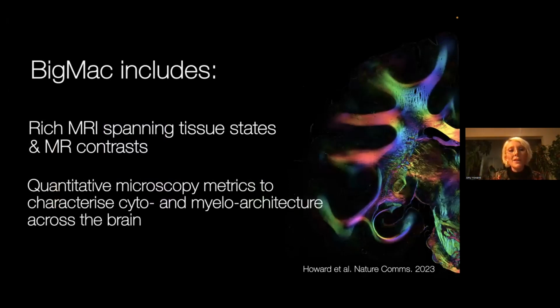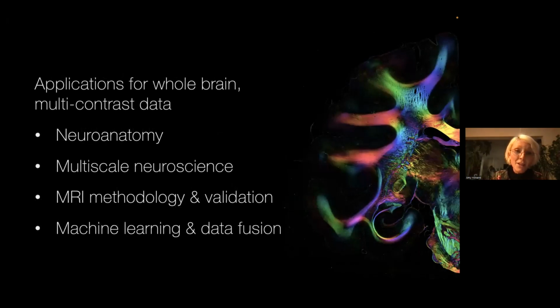I hope that I've convinced you that BigMac includes rich MRI spanning tissue states from in vivo to postmortem, and MR contrasts from functional to structural to diffusion MRI. Furthermore, we have quantitative microscopy metrics to characterize the cyto and myeloarchitecture across the brain. We believe that there's a whole host of applications for this kind of whole brain multi-contrast data, from neuroanatomical investigations to multi-scale neuroscience, to MRI methodology and validation, perhaps of interest to people here, as well as machine learning and data fusion.